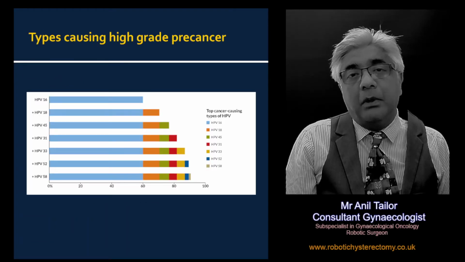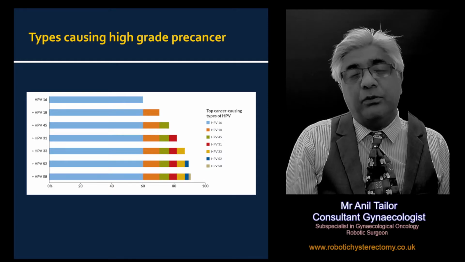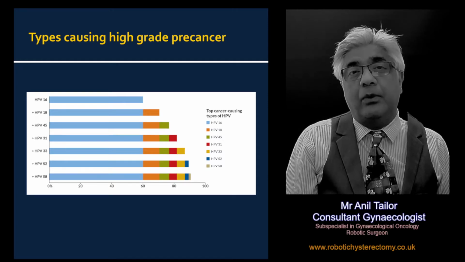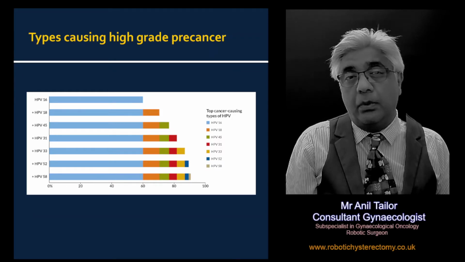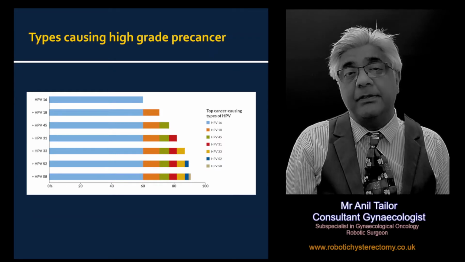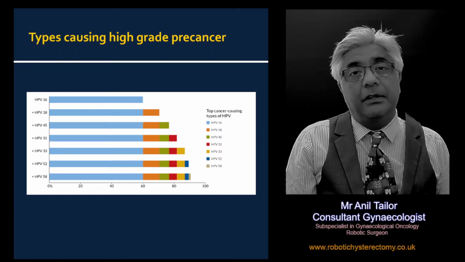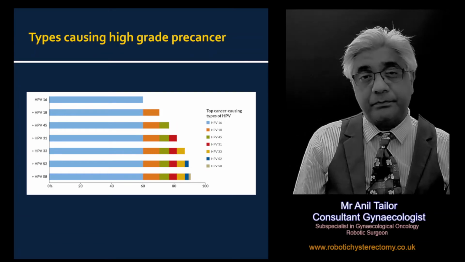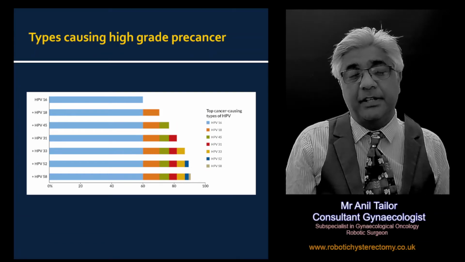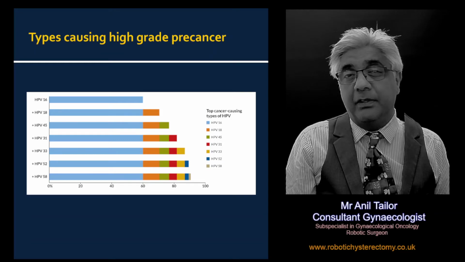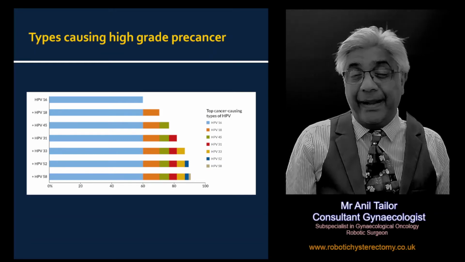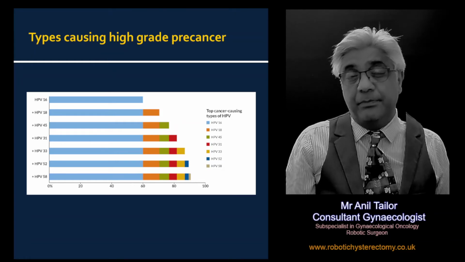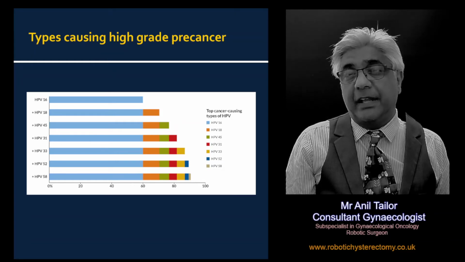Now, what this chart shows is that, of course, there are other types that are also important in causing cervical cancers. So they are the types 31, 45, 33, 52, 58. And once again, we'll come back to these subtypes when we are talking about the vaccine. But these 7 types account for approximately 90% of all cervical cancers.